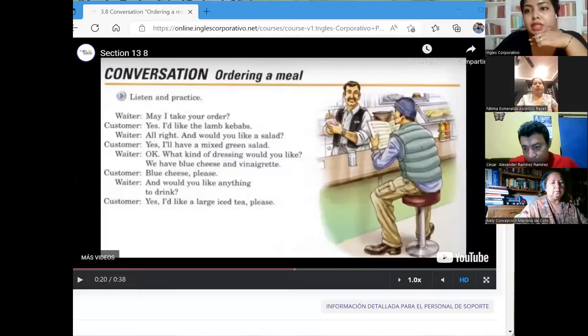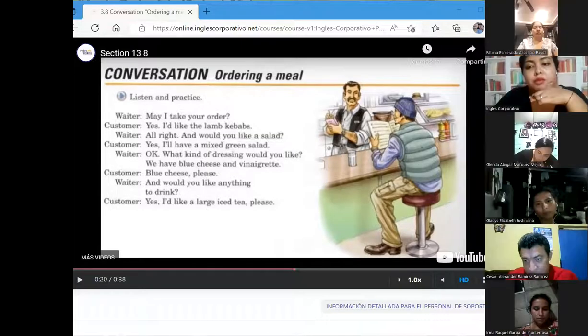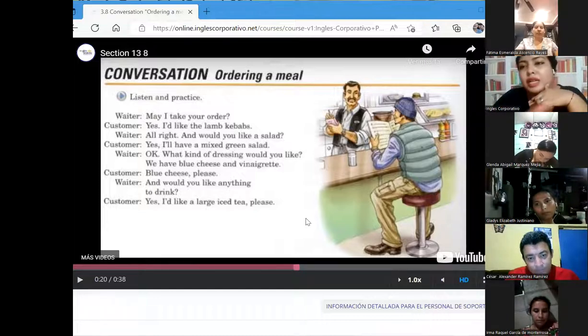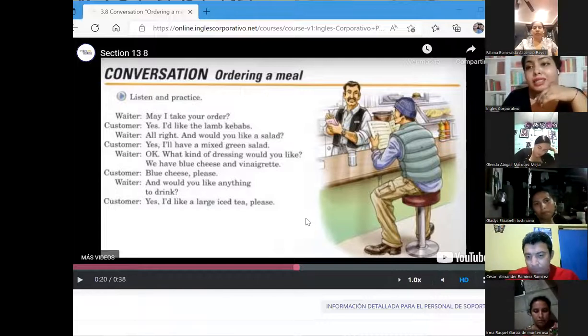Here we have the conversation in which he is ordering a meal. Está ordenando una comida en este caso. So in this case, we can say that they are in a restaurant. We have the waiter and we have the customer. Tenemos al que va a servirle, ¿verdad? Y tenemos al que está comprando.